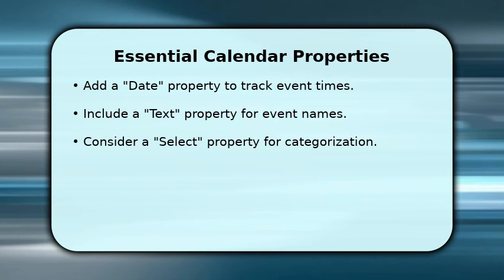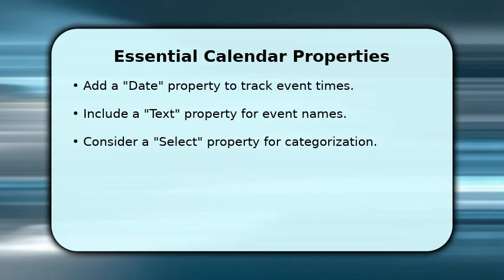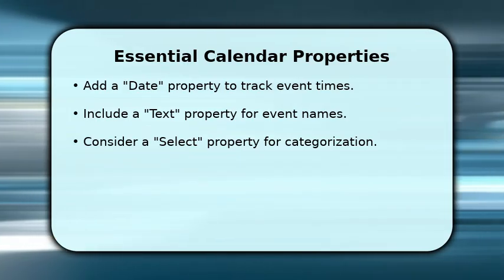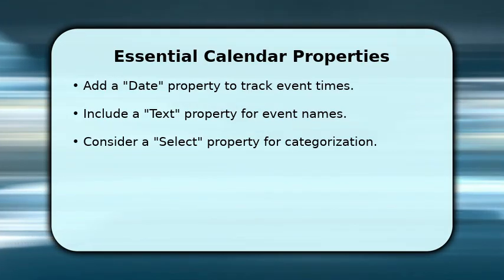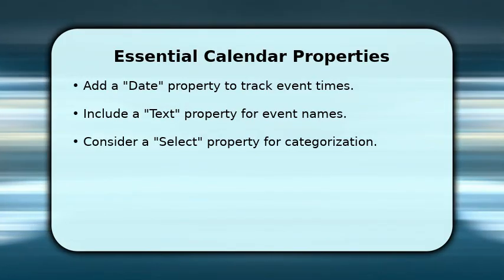Next, we'll add the essential properties that make your calendar functional. Start by adding a date property to specify when events occur. Then, include a text property for the event's name or title. For better organization, add a select property to categorize your events, perhaps by project or type. Finally, a checkbox property is great for marking tasks as complete, giving you a clear overview of your progress.